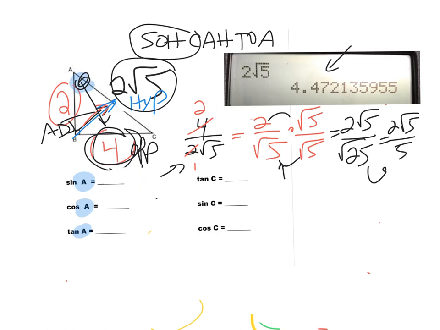A lot of trigonometry, you get these ugly looking answers, but here the sine of angle A is 2 radical 5 divided by 5.